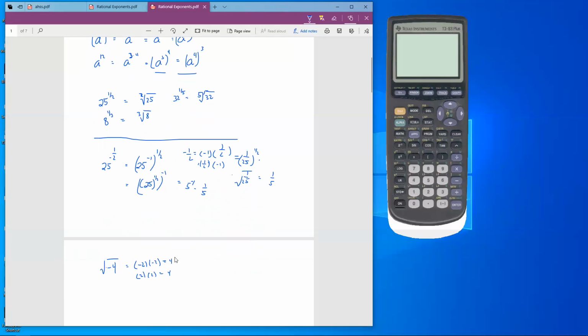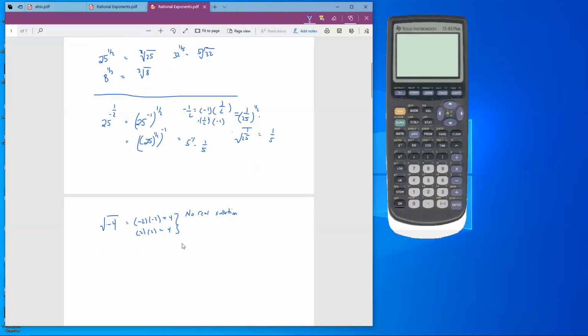But for now, if you're dealing with a class that only deals with real numbers, then this just has no real solution. There is a complex solution, but we're not delving into that realm just yet. So if you're only restricting yourself to real numbers, this doesn't have a solution, and that's what you say: there's no real solution here. It is possible, but we're not going to do that yet.